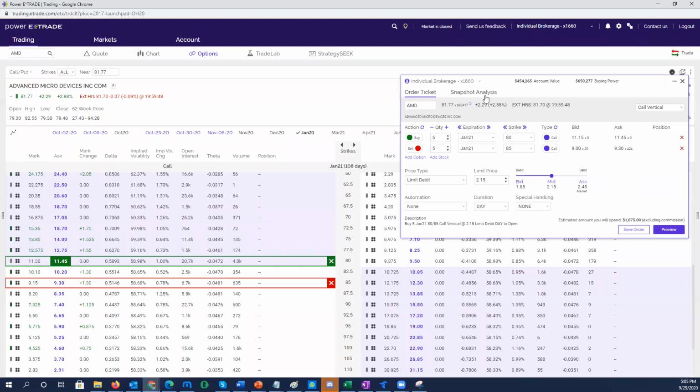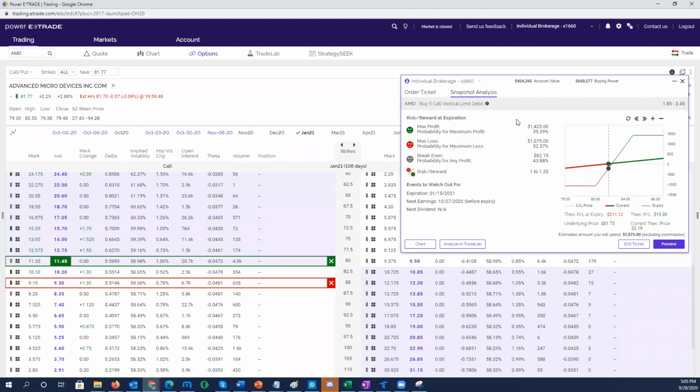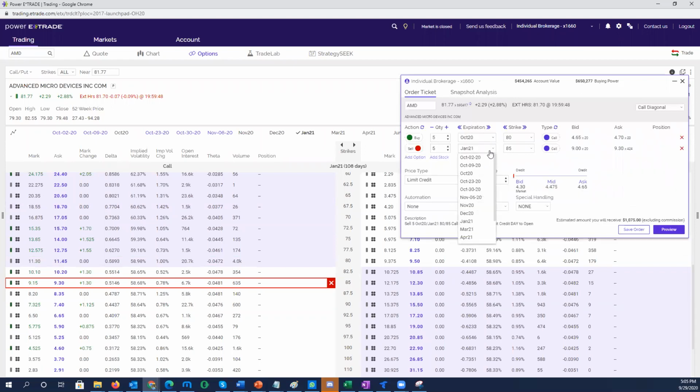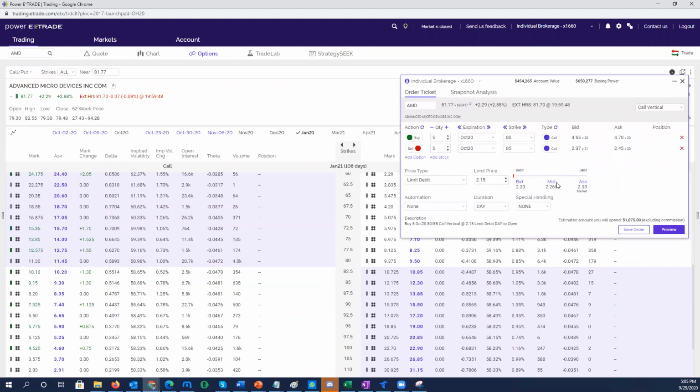And if you want to know, in the eTrade platform or other platforms you can see how much you will make. Max profit 1425, and it says how much you'll make and how much you lose. Your maximum loss is 1075, how much you debited. The maximum profit is 1425. And in case you want a much shorter period, you can go to October 20 and do this. You just pay a little bit more, but it will work faster for you.